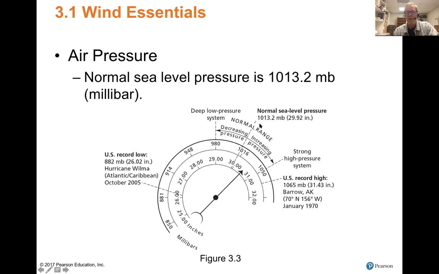So if it's trending above 1013, that means the air pressure is increasing. If it's trending down, that means the air pressure is decreasing. This was usually going to mean stormy weather or rain. This is usually going to mean colder weather, clear skies, but cold weather.